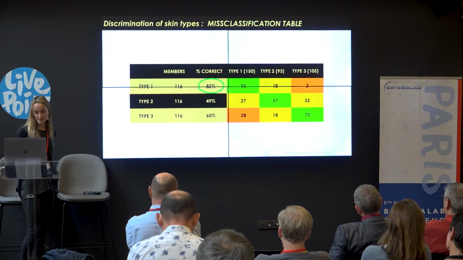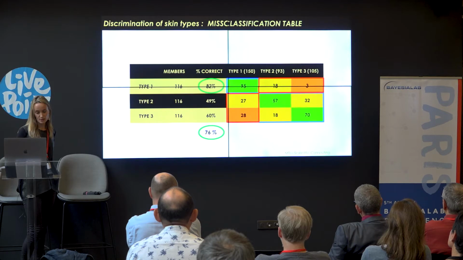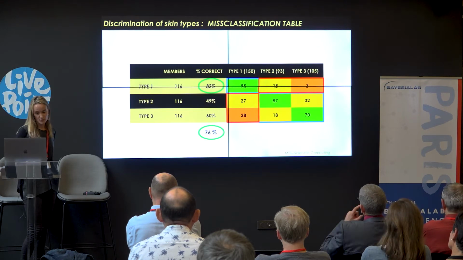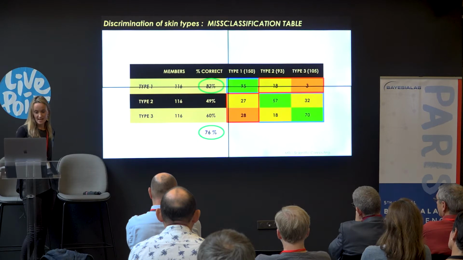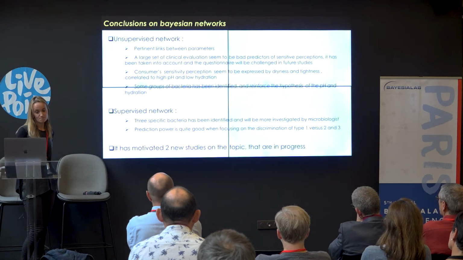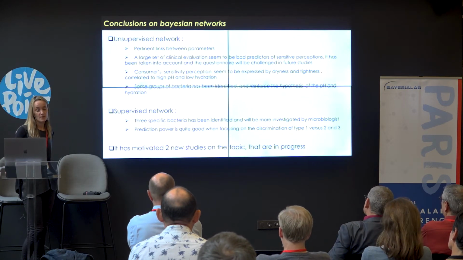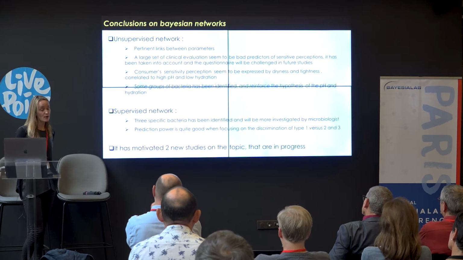So we decided to look at the performance when we merge the two second classes, and we see that the performance increased a little, and the results are quite good now. Bayesian networks were really useful to interpret the data. They show pertinent links between parameters.